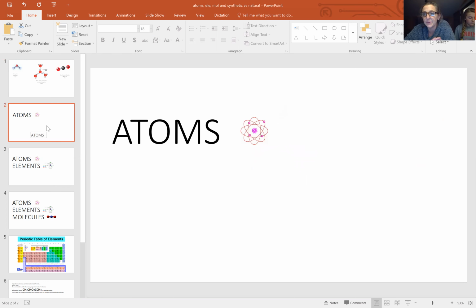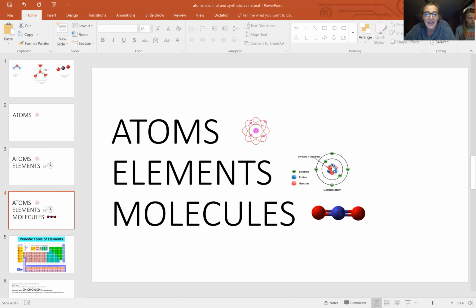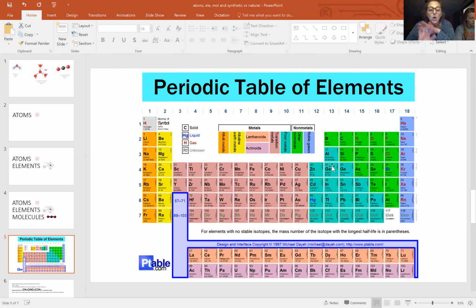So taking a look, here was our atom with its nucleus, protons, neutrons in the center, electrons on the outer edge. We had an element, and the number of protons, 6 protons, tells us that it's a carbon atom. And our molecule is taking something like a carbon atom and an oxygen atom and bonding them together. In this case, we had 1 carbon and 2 oxygens. Whole thing is we are using this periodic table of elements.